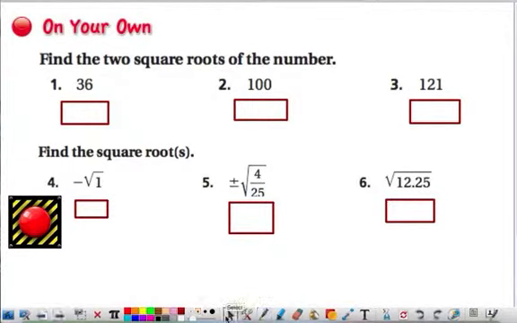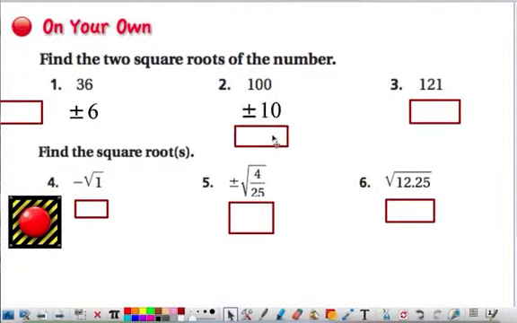All right, for number 1, 2, and 3, it says find the 2 square roots of the number. So for number 36, you should have gotten positive and negative 6. For 100, it's positive and negative 10. And for 121, it's positive and negative 11.